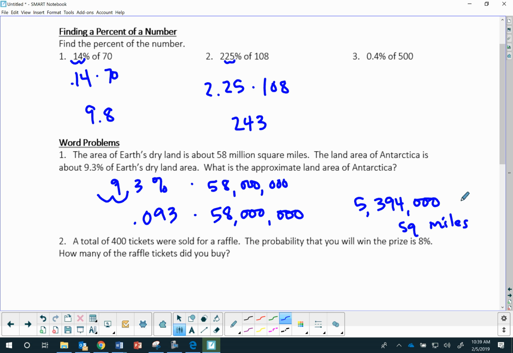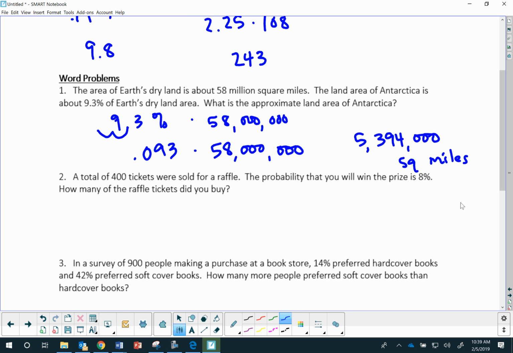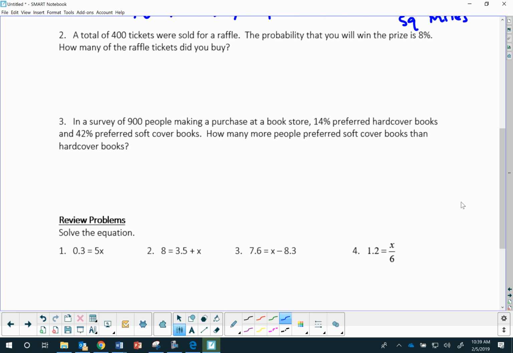All right, I'm going to have you try numbers 2 and 3, again using that same strategy. Last but not least, there are a couple of review problems at the end where you're simply going to solve for x, solving those equations with decimals.